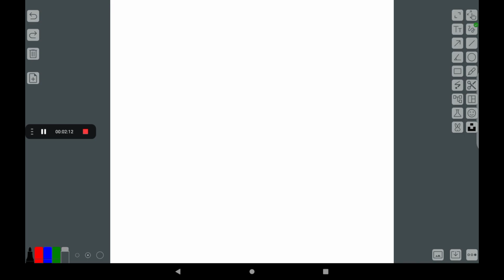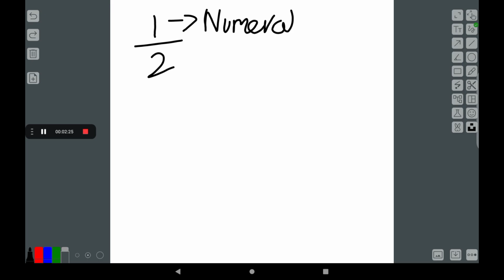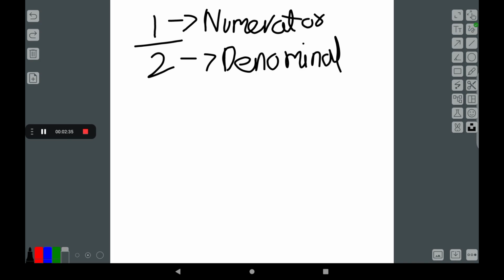So let's go. Here I'm taking 1 upon 2. What is 1? 1 is the numerator. What is 2? It is the denominator. Okay, now this is the fraction. It has 2 parts, numerator and denominator. What does 1 upon 2 exactly mean?